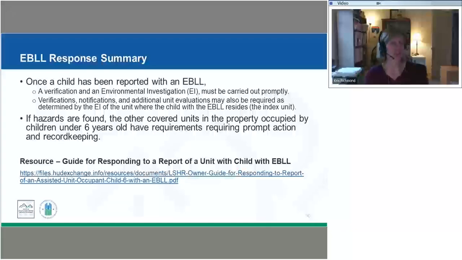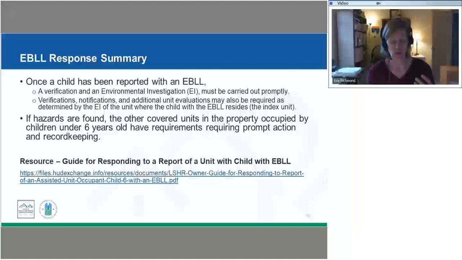Once a child has been reported with an EBLL, there are a number of steps that need to be carried out, and there is a really tight timeline of when these things need to happen. There's a verification, verifying if you did not hear directly from a medical provider or a health department, if, like, the mom called you, we need to be able to verify that the elevated blood level in the child really is true. And then an environmental investigation needs to take place. An environmental investigation is a risk assessment with a number of additional items that need to be done.